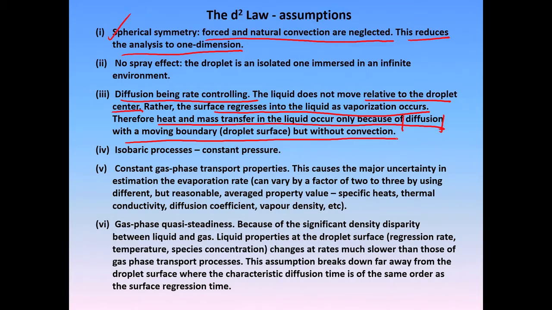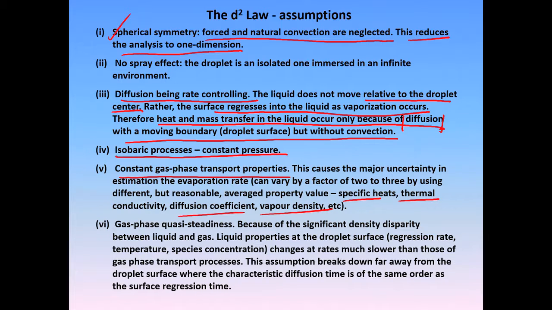So it is a slowly shrinking droplet where there is no flow, and it is an isobaric process, a constant pressure process. We are not varying the pressure, and we assume constant gas phase properties. That is because if the gas phase properties, such as specific heat, thermal conductivity, diffusion coefficients, density, etc., vary with temperature changes during evaporation, you will have a different problem. So you are assuming constant properties.